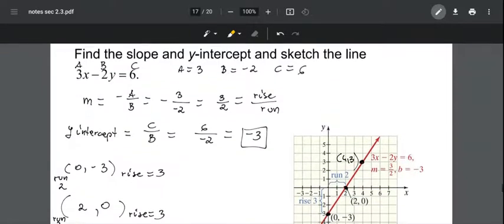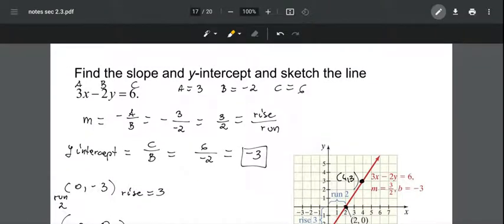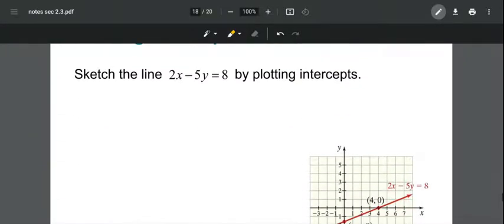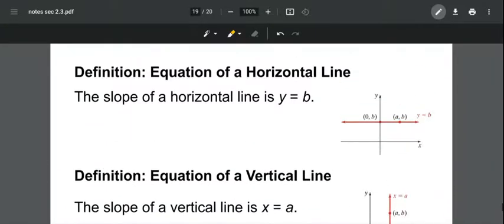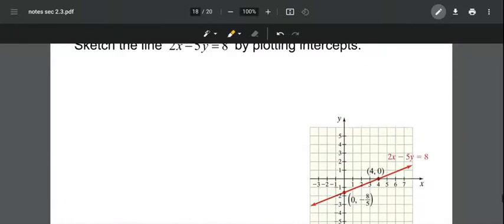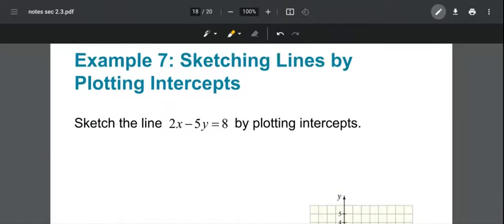So this is how you can apply those formulas to find the slope and the y-intercept from the standard form. So the next objective, example 7. In example 7, sketch the line by plotting intercepts.